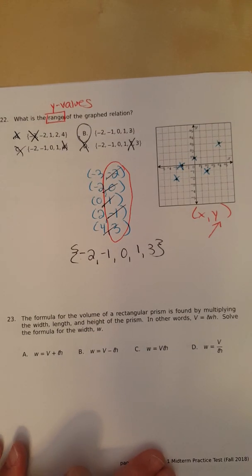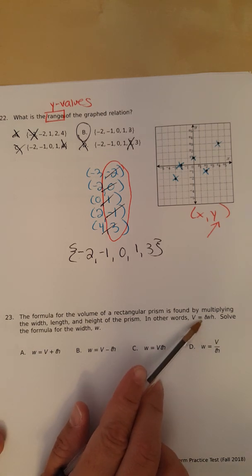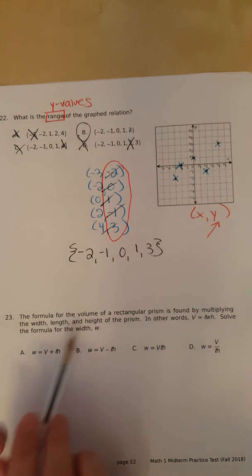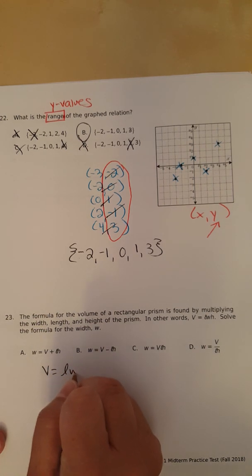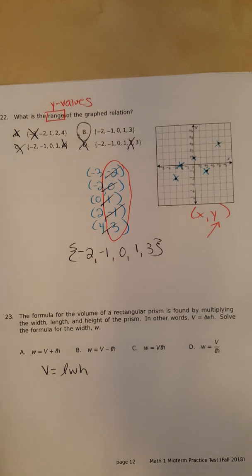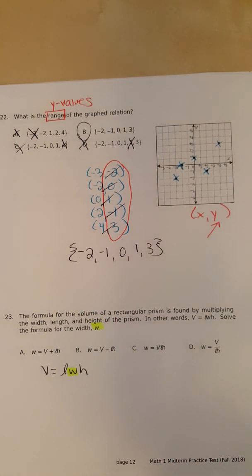All right, number 23. This is a literal equation problem. The formula for volume of a rectangular prism is found by multiplying the width, length, and height of the prism. In other words, V equals LWH. So that is an L, just kind of a cursive L, so it doesn't look like a 1. So it wants us to solve for W. So V equals LWH. And we're being asked to solve for W. That means just to get W alone.